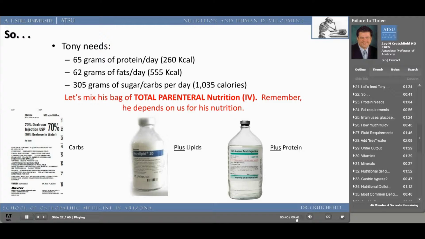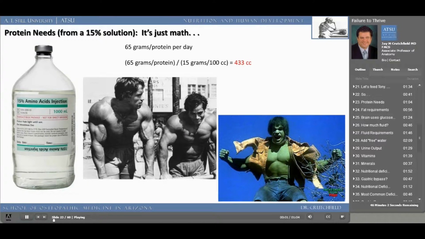Let's ask the pharmacist to mix this up. Now, I'll tell you that today the pharmacist has a machine and he just punches these numbers in. But let's assume that you're out in the middle of nowhere and your hospital can't afford one of these machines, and you have to figure this out. So Tony needs 65 grams of protein a day, and we're making it from that 15% solution. So if you do the math and do this until you understand where it comes from, I'm not going to be your math teacher, 65 grams of protein a day will give us 433 cc's from this vial that we need.